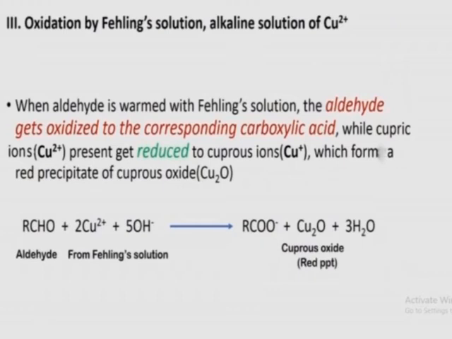So you can just see the reaction: RCHO, which is aldehyde, when it is heated with a Fehling solution, that is Cu2+ ion, results in the formation of a red precipitate, which is actually due to the presence of cuprous oxide.